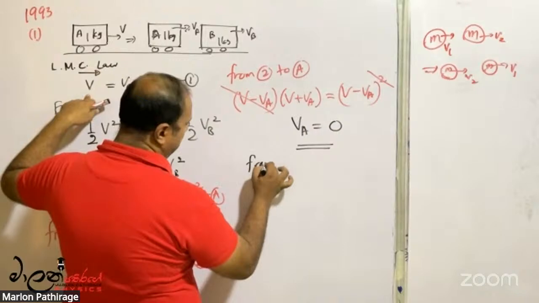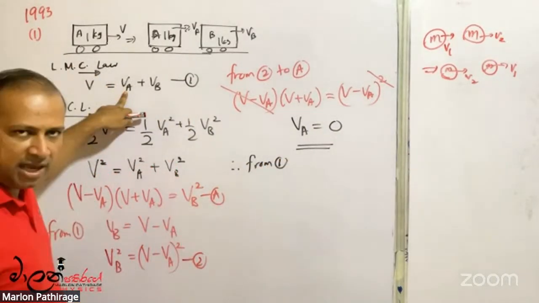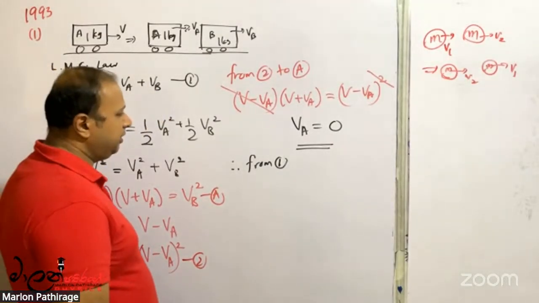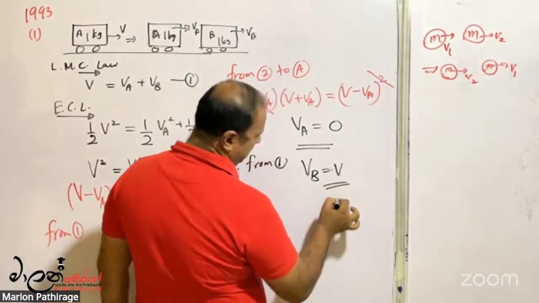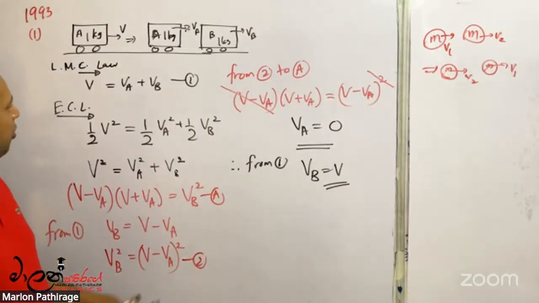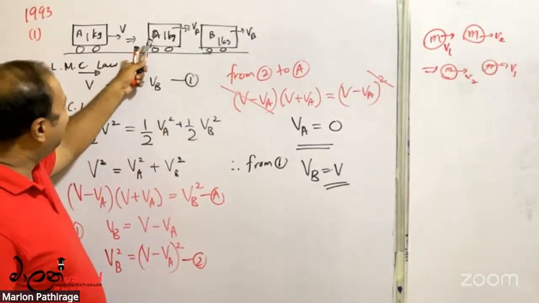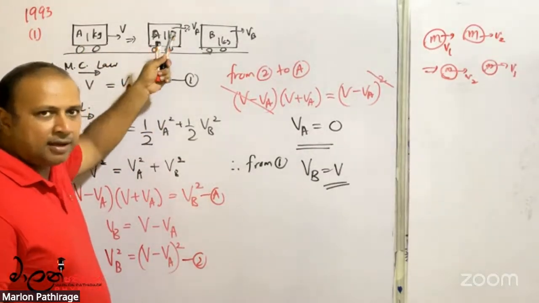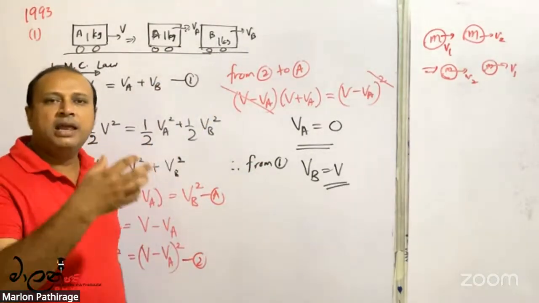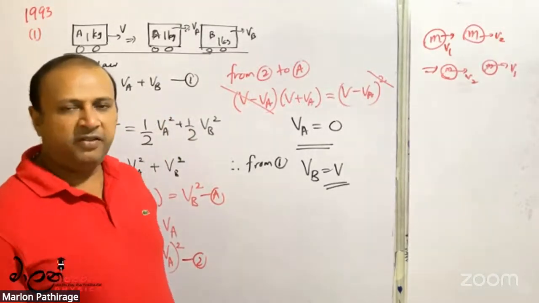Therefore, from 1, as va is equal to 0, vb becomes equal to v. Therefore, after the collision, object A comes to rest while object B will have the velocity of A. Is that clear? If it is clear, please raise your hand.